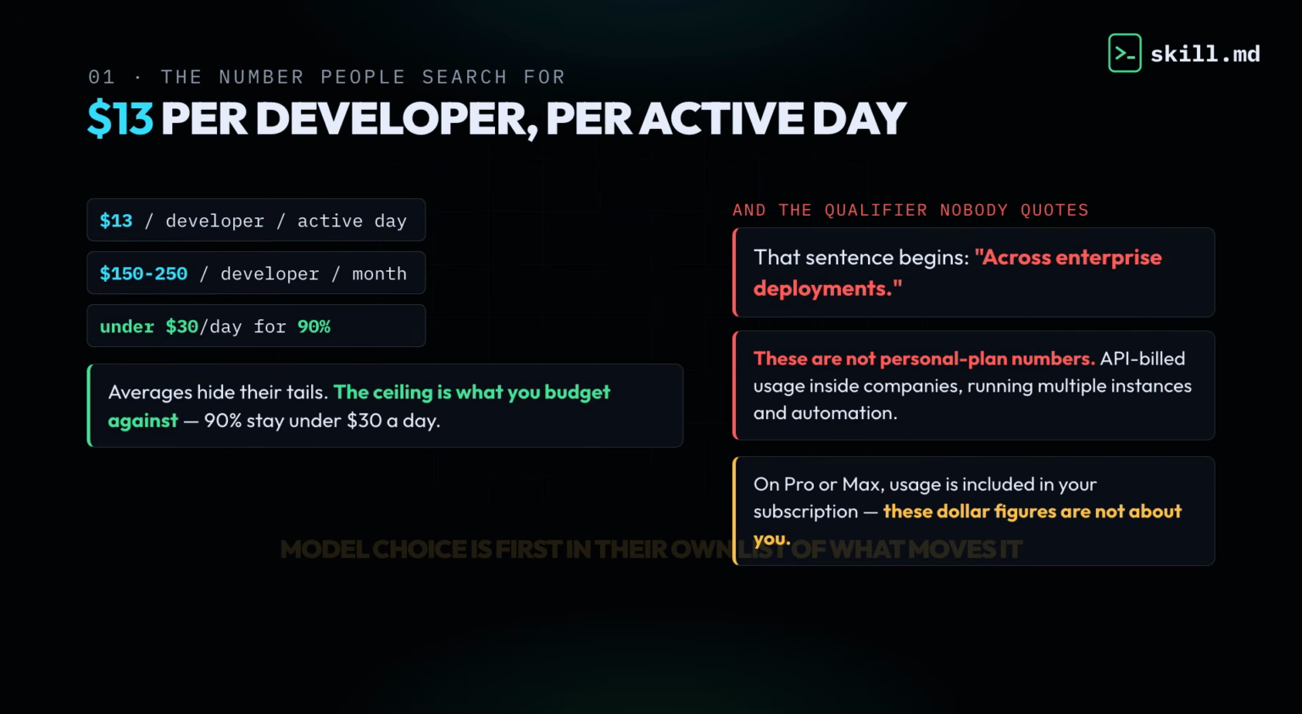The docs also say plainly what moves the number. Costs vary widely based on model selection, code base size, and usage patterns such as running multiple instances or automation. Model choice comes first in their list. Remember that. It comes back.